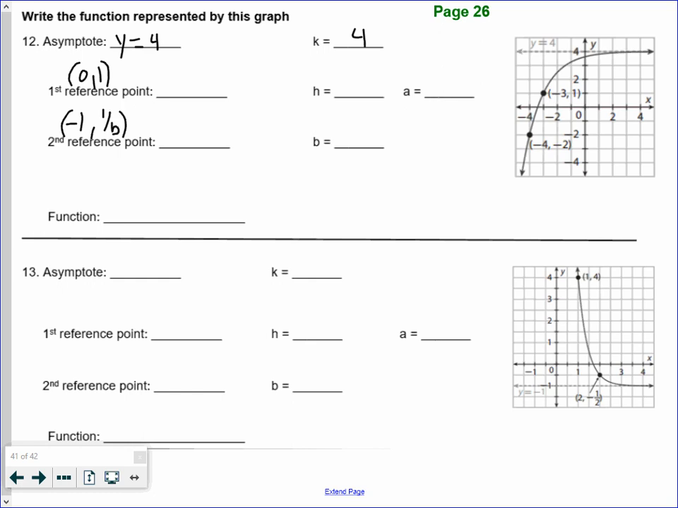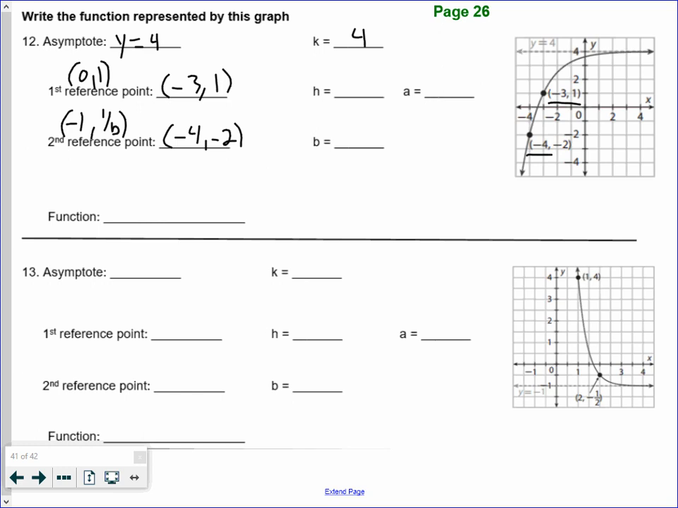We're going to compare the x values between the two to see which point on the graph goes to which pair over here. Between 0, 1 and negative 1, 1 over b, negative 1, 1 over b has a smaller x value. Since negative 1, 1 over b has a smaller x value, we're going to pick the pair with the smaller x value. So in this case, it's negative 4, negative 2. And 0, 1 has a bigger x value, so that means it's going to go with negative 3, positive 1.